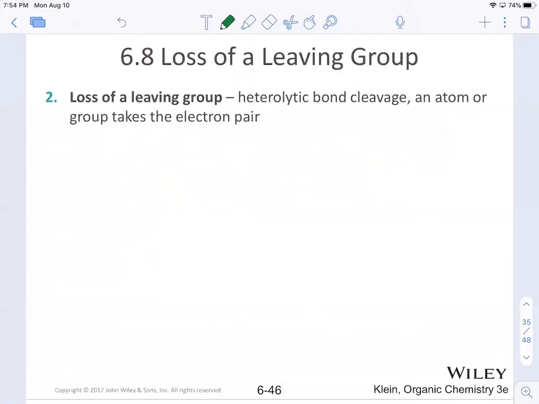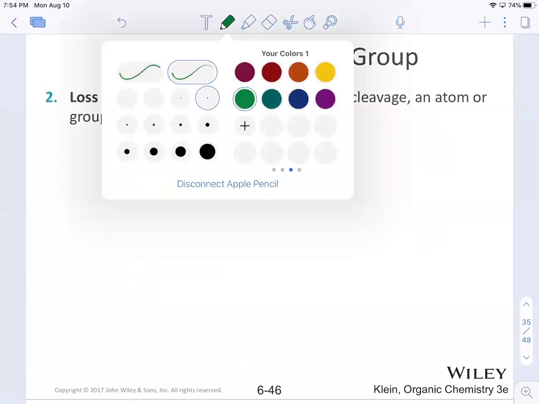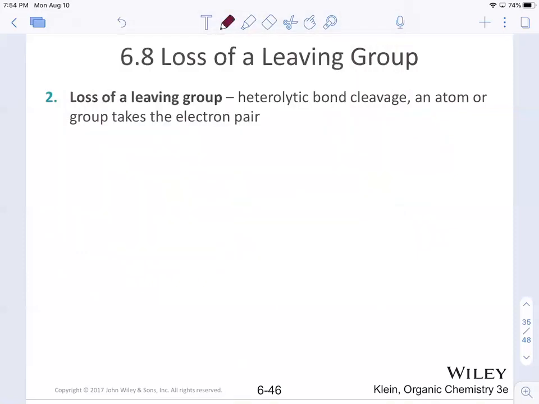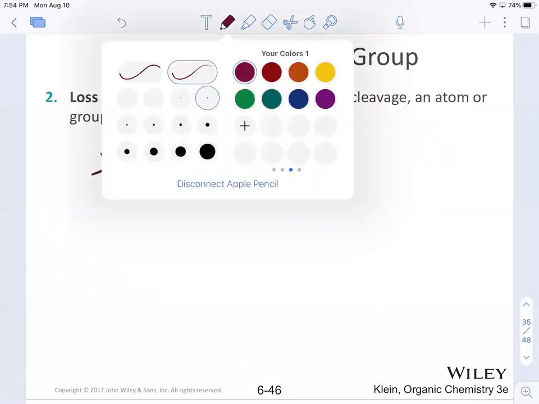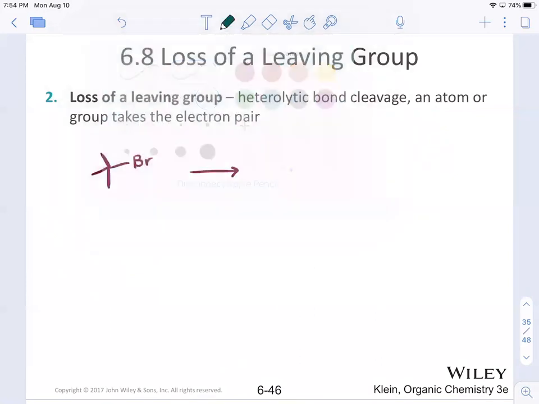We'll get to all of these reactions. What's important to just note right now is, again, the process, right? The definition. Loss of a leaving group. We're just going to do a very similar one to what we did before. We could have a bond simply break. That's the loss of a leaving group.